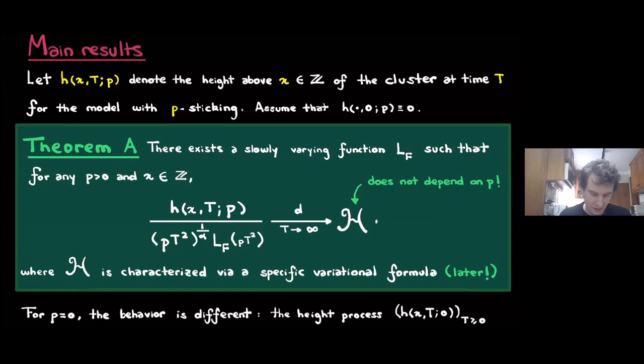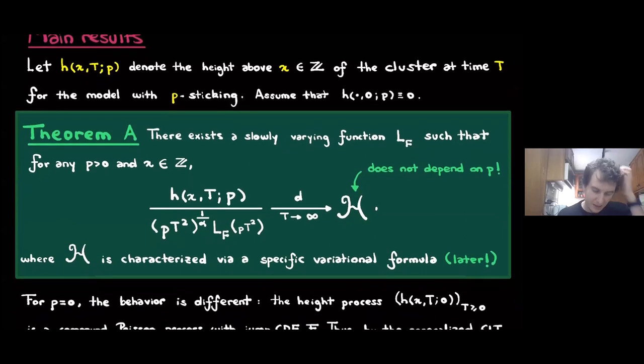Okay. So that's theorem A, and basically what this tells you is that for all p positive, the height grows essentially at the same speed, modulo some constant factor which might depend on p, but the speed with respect to t is the same for all values of p positive. And in particular, it's super linear, right? Because t to the 2 over alpha is much bigger than t because alpha is less than 2.